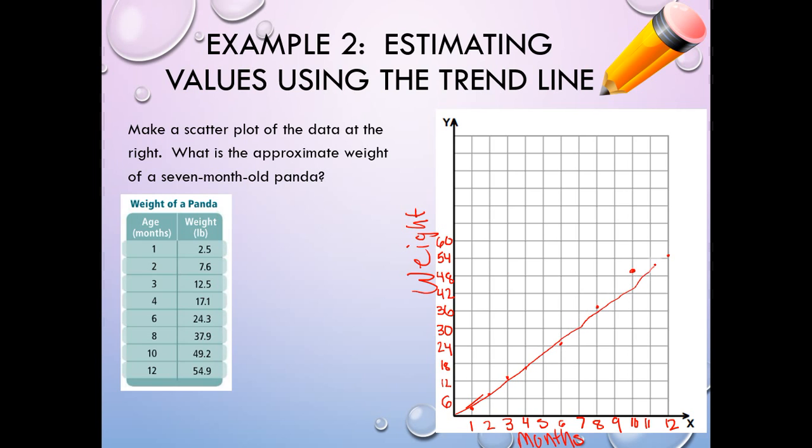that, roughly. All right, so then they say, what's the approximate weight of the 7-month-old panda? So if we want to look here, we're going to look at 7 months. Go straight up and see where it hits my line right there, which is 30 pounds. So it looks like my 7-month-old panda must be around 30 pounds. Now, it's an approximate amount. It's not a perfect amount, but it is a good estimate to know.